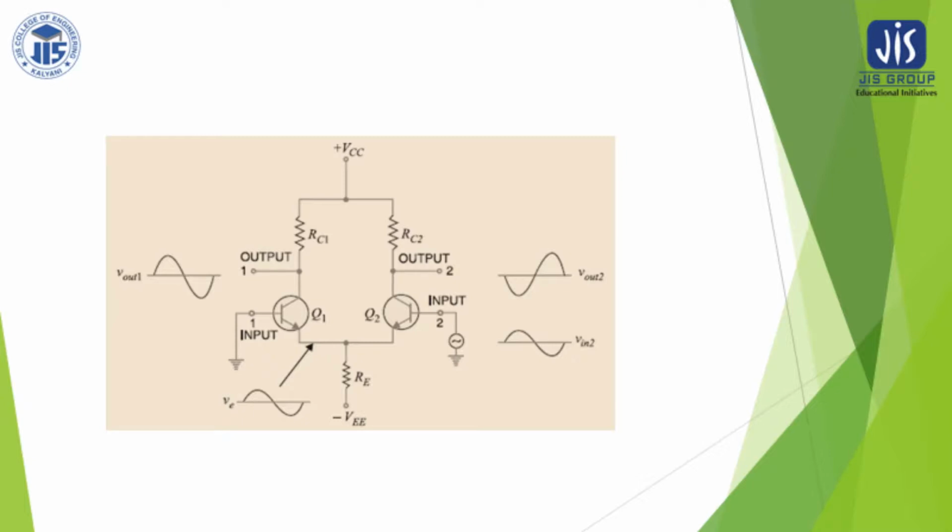And these emitter currents are flowing through RE, which is the resistance connected to the emitter terminal, and minus VEE. So this is a negative bias voltage, and here the positive bias voltage exists.